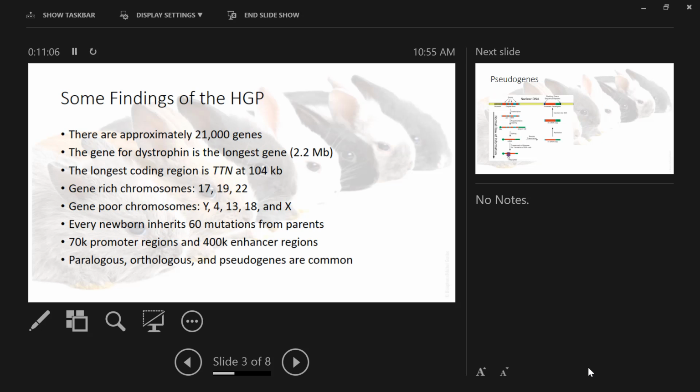All right. So the last finding of the Human Genome Project that we're going to talk about is this one, that paralogous, orthologous, and pseudogenes are incredibly common in the human genome. There are a number of examples of paralogous genes in the human genome where you have two very similar genes that are coding for very similar protein products, and they exist in what we call a gene family. Okay, I gave you an example on Monday of our hemoglobin genes.